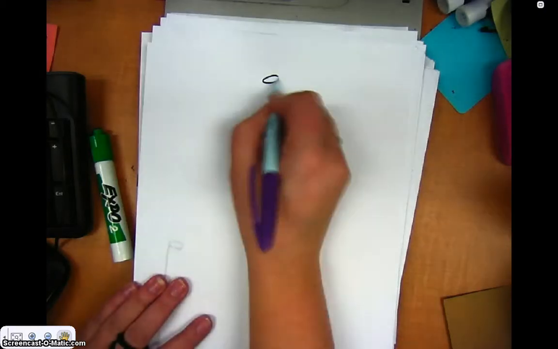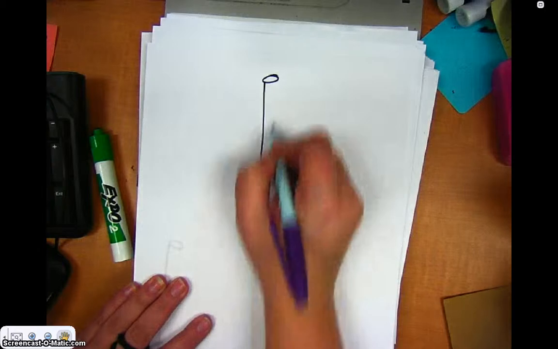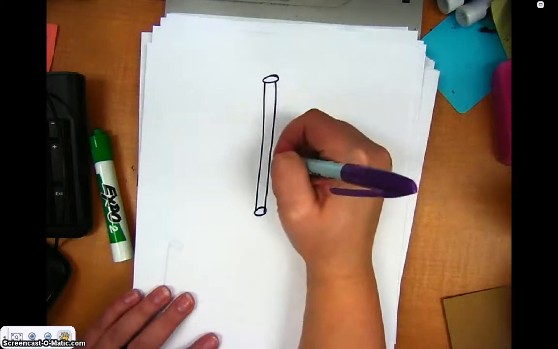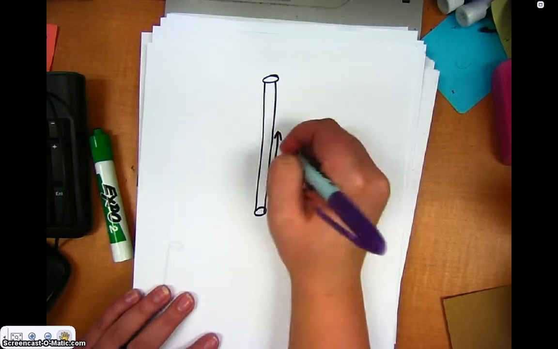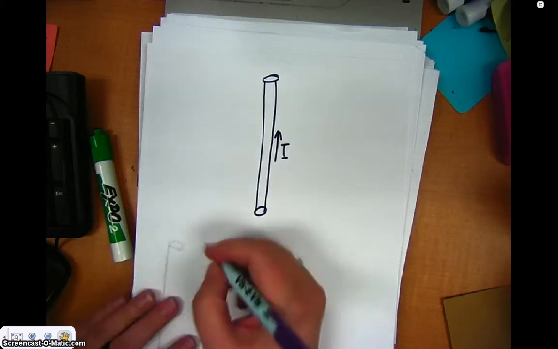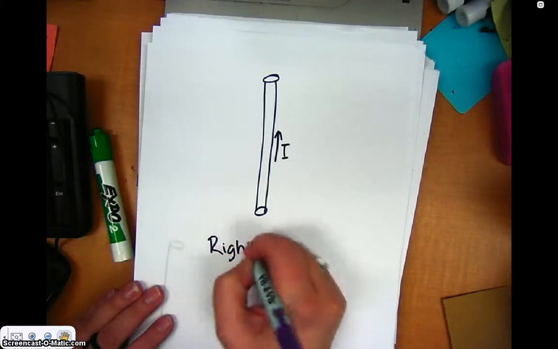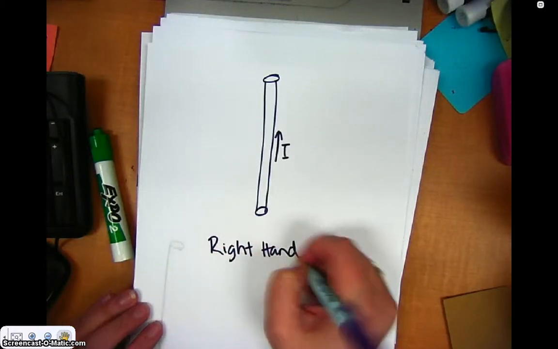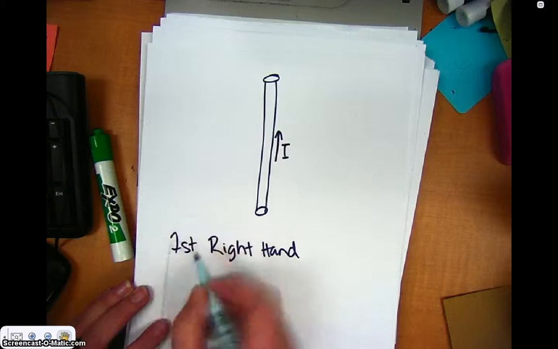So let's say I have a conducting wire and there is a current traveling through that wire. Let's say it's going in this direction. Because the electrons are moving, they actually generate a magnetic field. So in order to determine where the magnetic field is, or to draw the magnetic field lines that are occurring as a result of this conducting wire, we have to use something called the right-hand rule. Now there are two right-hand rules, but this is the first right-hand rule.